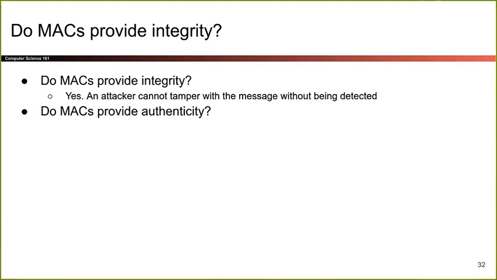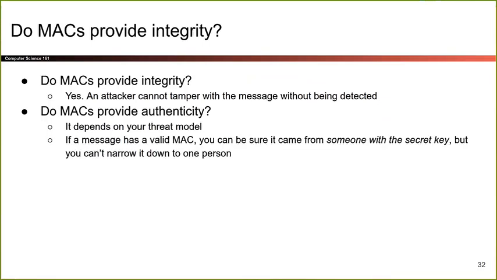Now, do MACs provide authenticity? So authenticity, remember, says I can prove that this message came from its owner. And this property is closely related to integrity, but not exactly correct. And in all the past semesters, I think this slide didn't exist. So a lot of people asked us about this, and we decided just to answer it for you directly. So the answer is kind of complicated. As usual, it depends.